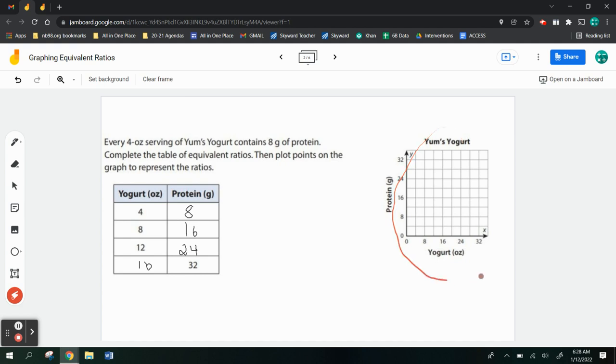This is a graph, which you saw yesterday on Khan Academy. This is what we call a graph or a coordinate plane. The bottom axis, the one that goes across, is your x-axis. So in this case, x is yogurt. That's very important to note. I'm actually going to go over here and put this side is my x. The vertical axis is the y. And y is going to be protein. So I'm going to go over here and put y.